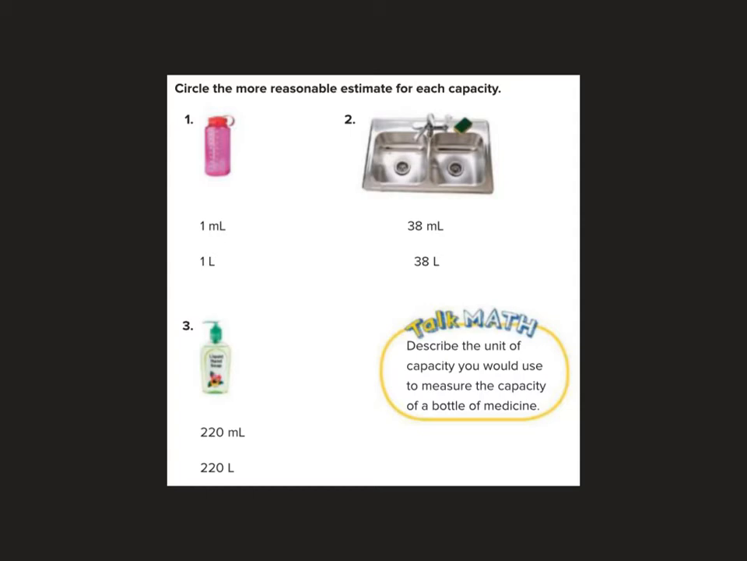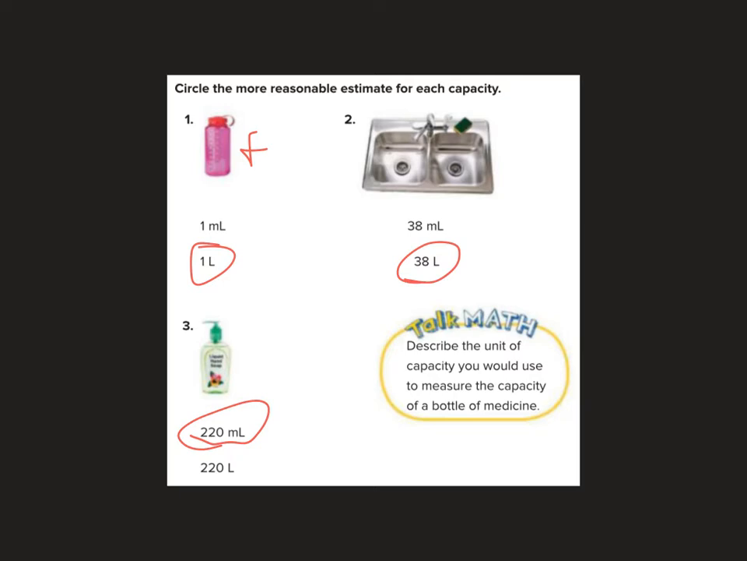Circle the more reasonable estimate for each capacity. Okay, so this is probably about a liter, right? Like the water bottles that you carry around, that's about how much a liter is. Pretty big water bottle though. 2 sinks, definitely liters if you filled them to the top. 38 seems a little big, but maybe not. And a liquid soap would probably be milliliters. That's a smaller thing. Definitely not 220 liters. Okay, 100% would be 220 milliliters.